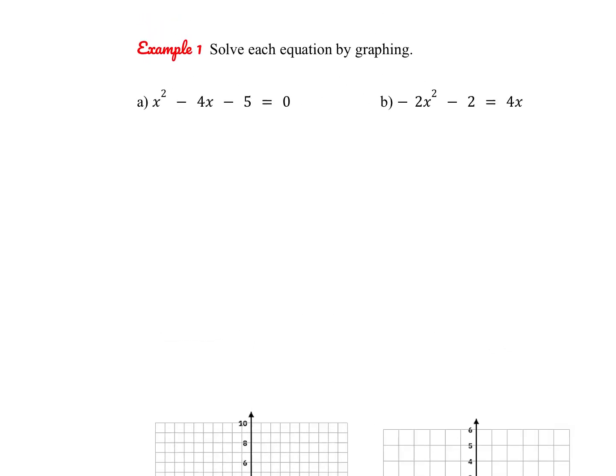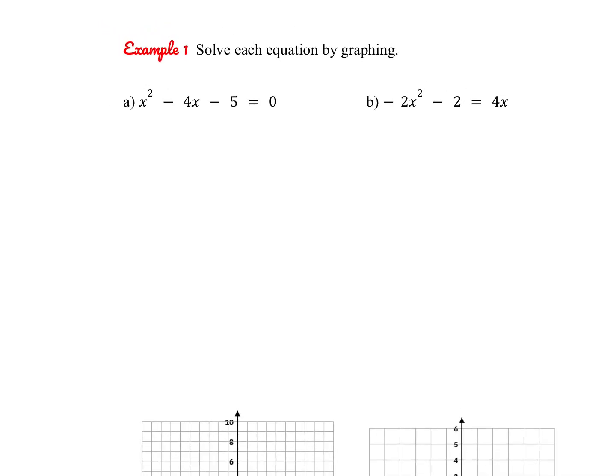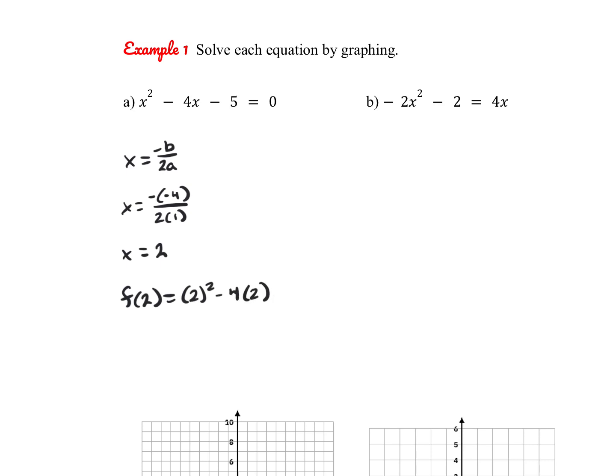All right, let's give a couple of these a try together. This is also really a good review for graphing quadratics. So you can see for this one, our equation is already set equal to 0. So now I need to graph, and I'll start by finding the vertex. I'll use negative b over 2a to help me find that x value. So negative negative 4 over 2 times 1. So my x value is going to be 2. And then I can plug that into my function. So 2 squared minus 4 times 2 minus 5. So f of 2 should equal negative 9.